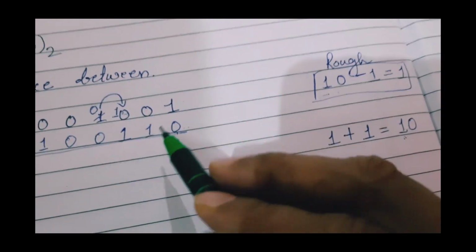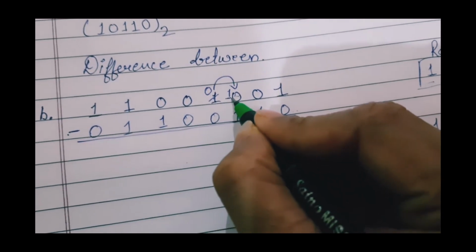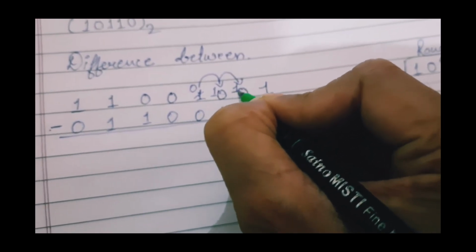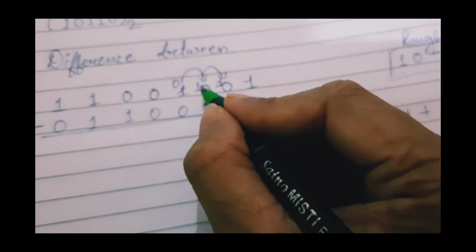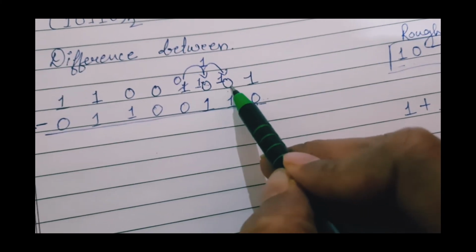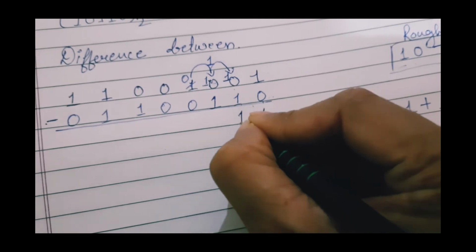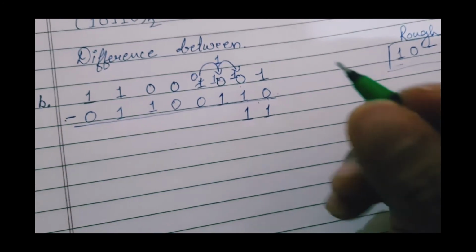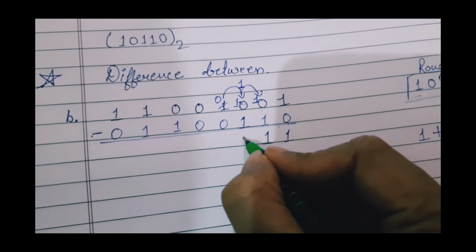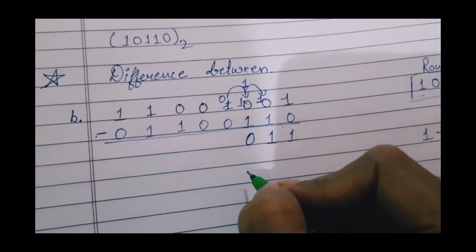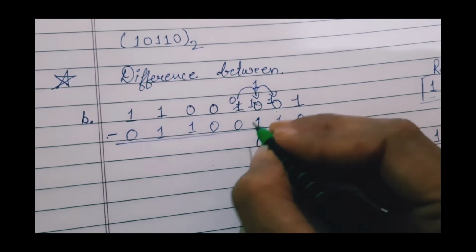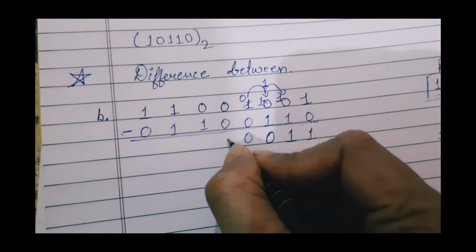Now, when 1 comes from here to here, here it's going to come 10, and here 1 is left. So 10 minus 1 again will give 1, as I told you, and 1 is left here, so 1 minus 1 will give 0. Then 0 is here, so 0 minus 0 is 0 only. 0 minus 0 is 0 only.